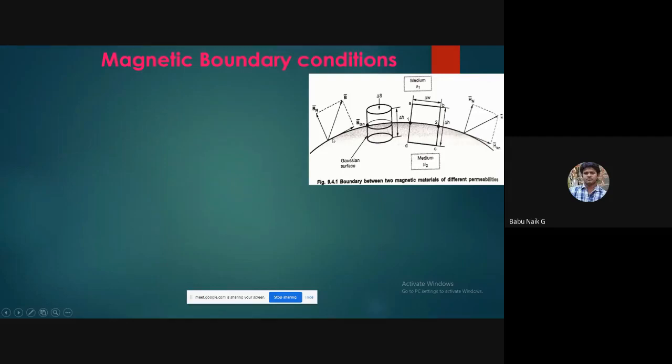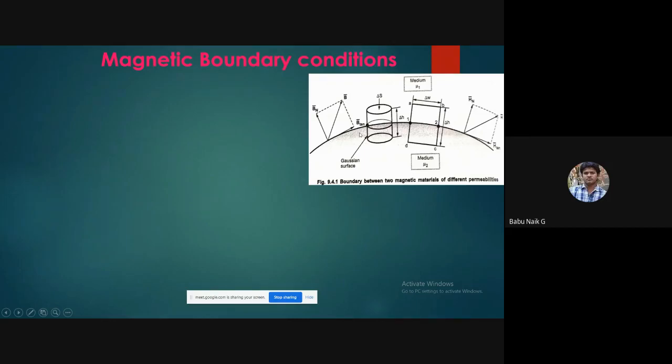Similarly, if we consider the magnetic flux density at the boundary, one component is tangential to the boundary and the other is normal to the boundary. That is the resultant. If you take these two, we get the magnetic flux density.